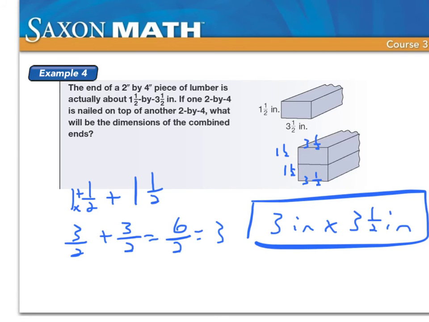Okay? Again, I only had to add the up and down ones. That's the only part that changed. This 3.5 right here did not change at all. Okay? Now let's go on to one last example.